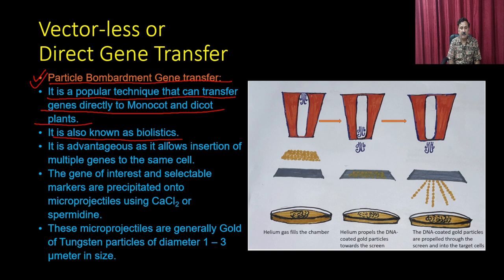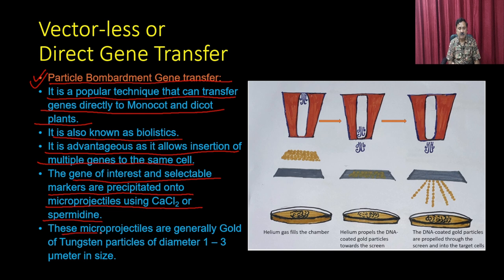It is also known as the ballistic gun. And it is advantageous, it allows the insertion of multiple genes into the same cell. The gene of interest and the selectable markers are precipitated onto the microparticle using calcium chloride or spermidine. These microparticles are generally gold or tungsten particles of diameter 1 to 3 micrometer in size.